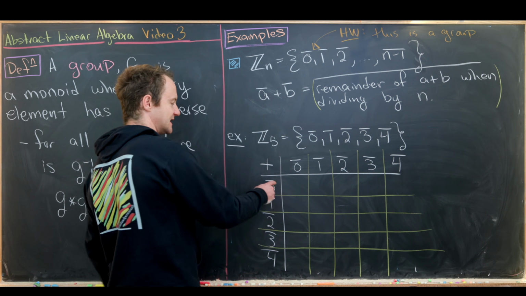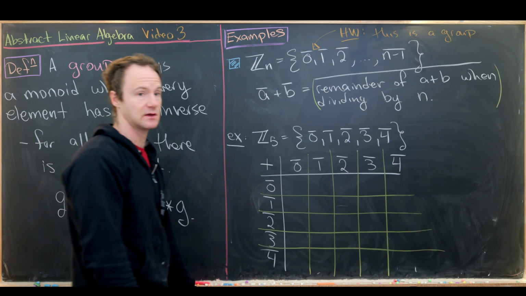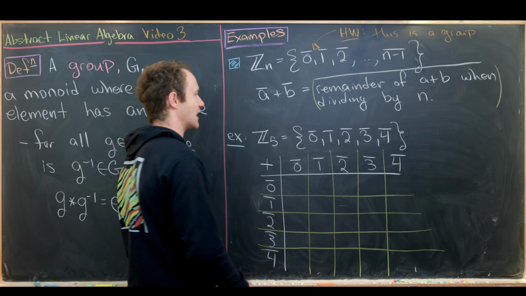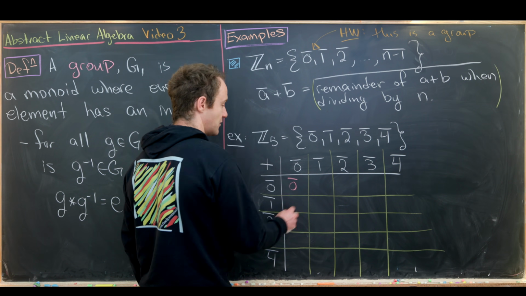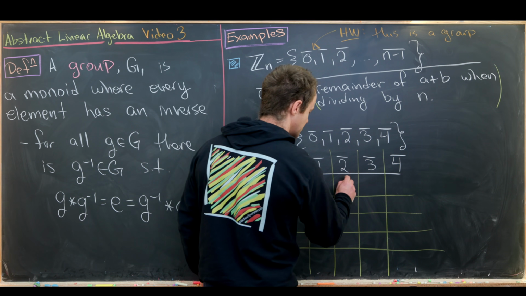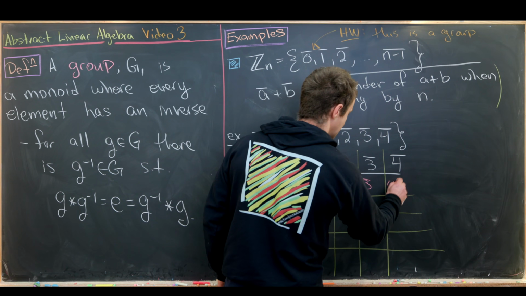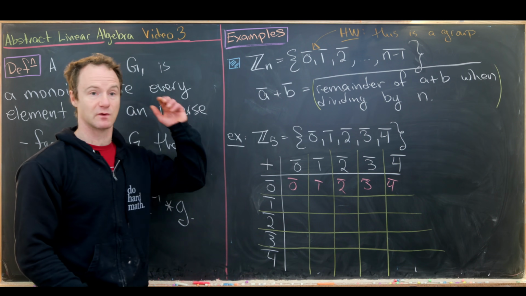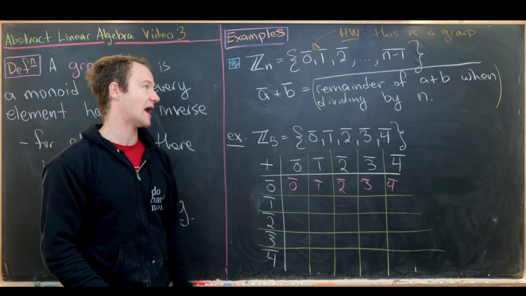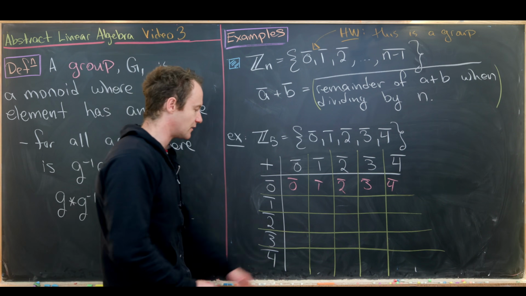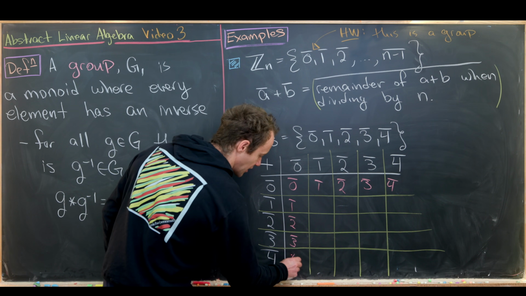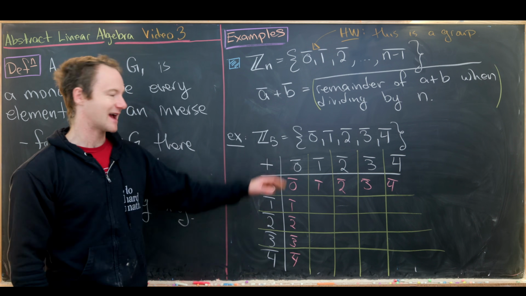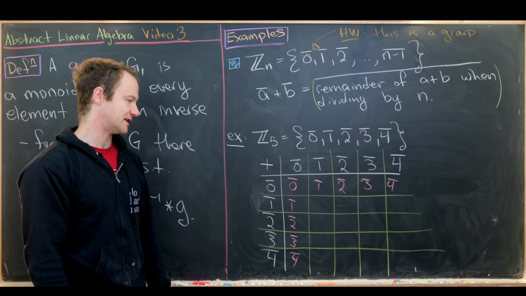So let's notice if we take 0 plus anything, then we don't change anything at all, because 0 bar plus 0 bar will still be 0 bar. Here we'll still have 1 bar, 2 bar, 3 bar, and 4 bar. That's because the remainder won't change if you add 0. And then down this line, it's the same thing. So 1 bar, 2 bar, 3 bar, and 4 bar. In fact, 0 is the identity element.